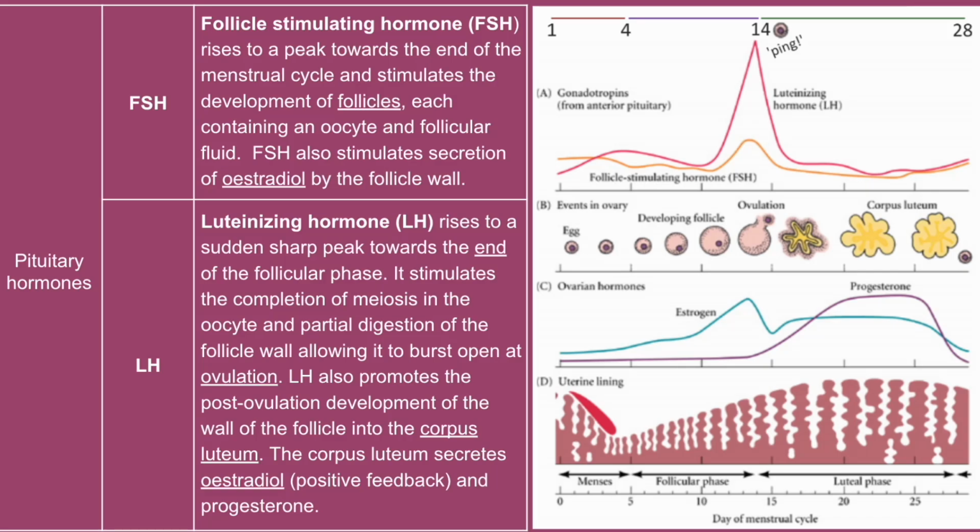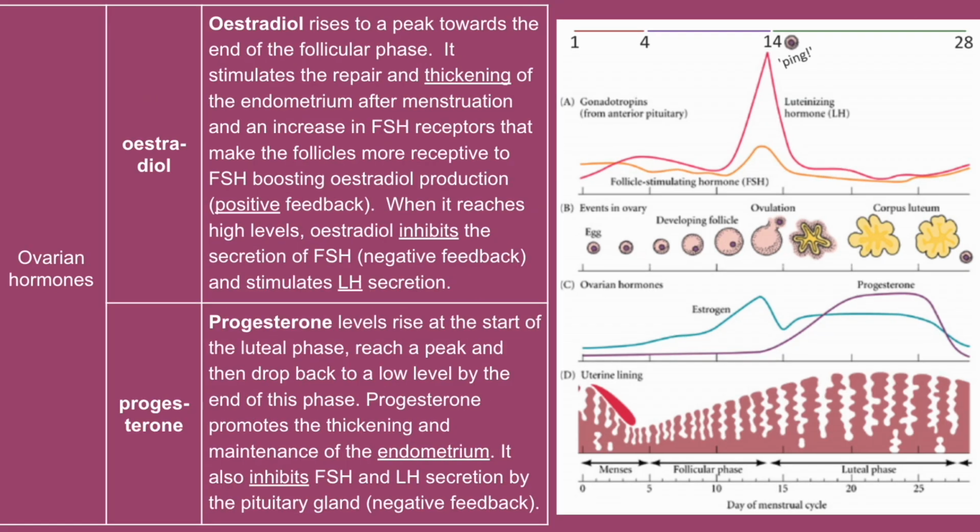Now, let's look at those two hormones in a little bit more detail. These are going to be our ovarian hormones. Estradiol rises to a peak during the end of the follicular phase, as seen here. Its primary job is that it stimulates the thickening of the endometrium, that uterine lining. You can see here that as estrogen rises, so does the thickness of the endometrium. When it reaches high levels, however, estradiol inhibits the secretion of FSH and stimulates LH secretion.